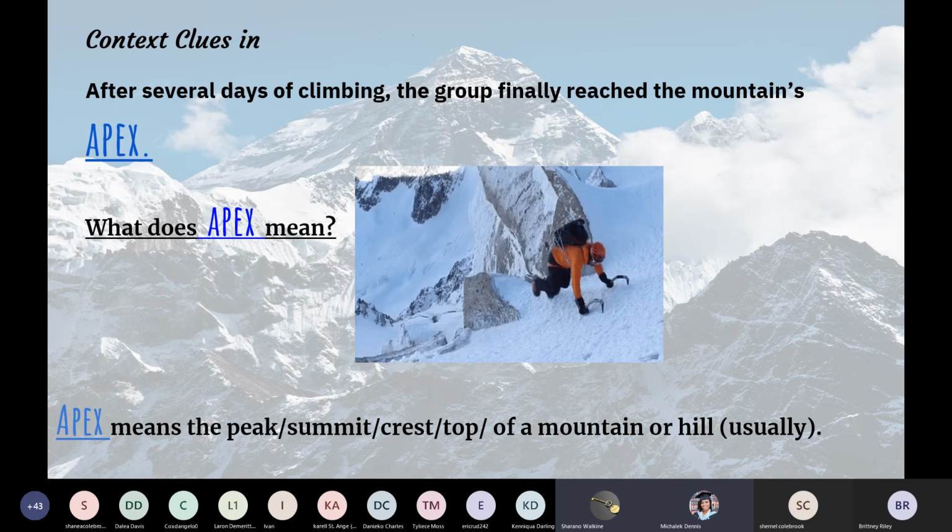Remember when we did homonyms and homographs? Remember your spelling. You see how English comes together every time. Good job, they made the correction. There you go, guys. Kareem said highest point. Okay, let's see. Apex means the peak, summit, crest, top of a mountain or hill. You guys were all correct. Good job.